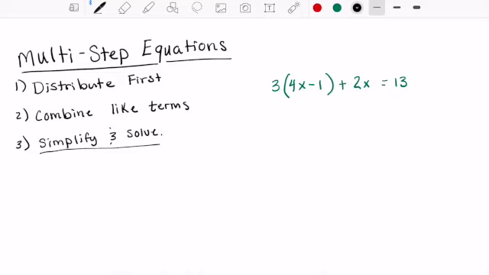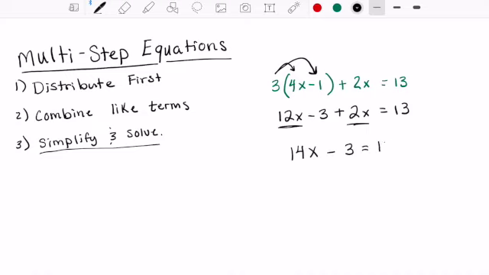So I want to start off just by looking at this simple multi-step equation right here in the green. The very first thing that I'm going to do is distribute. Make sure that we distribute that number to each term within the parentheses. So I get 3 times 4, that gives me 12x. 3 times negative 1 gives me negative 3. And then we can continue on right through our problem. Combine my like terms, so that gives me 14x minus 3 equals 13.